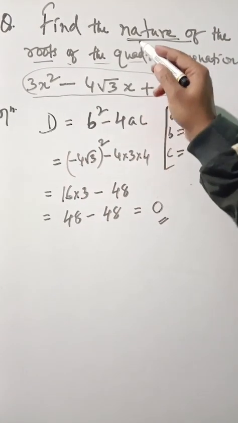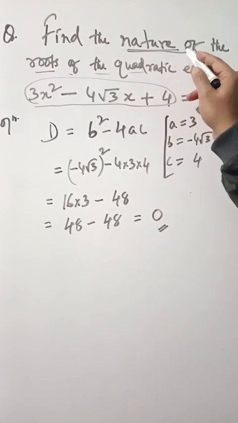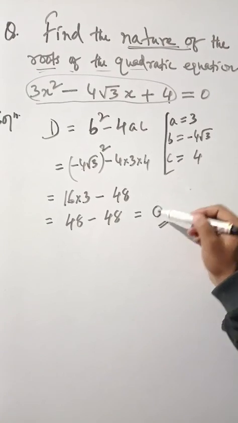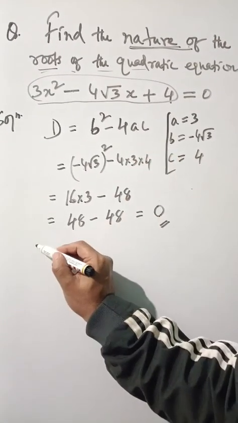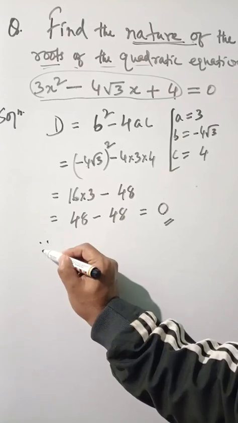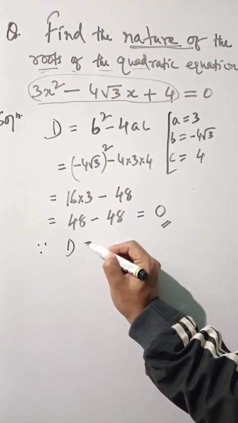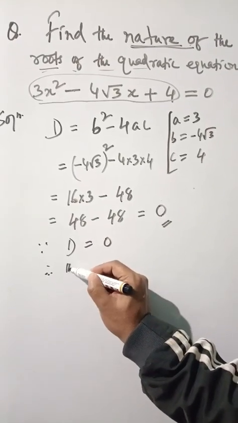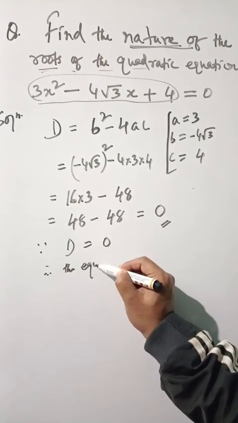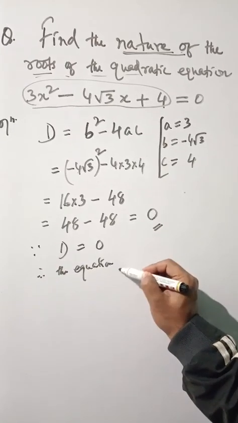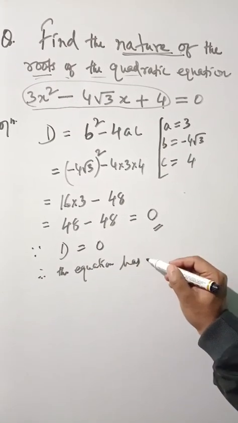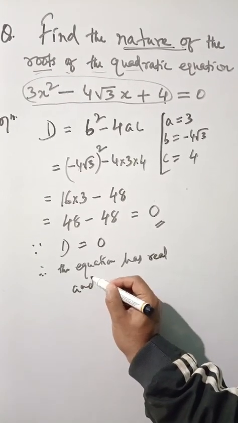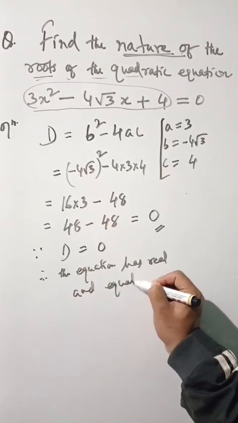Okay, now we'll come to the question. Nature of the roots. So what is the nature of the roots? If D equal to 0, what is the nature? Let us write now. So we'll do it this way. Since D equal to 0, therefore the equation has, we can write this way also, the equation has real and equal roots.